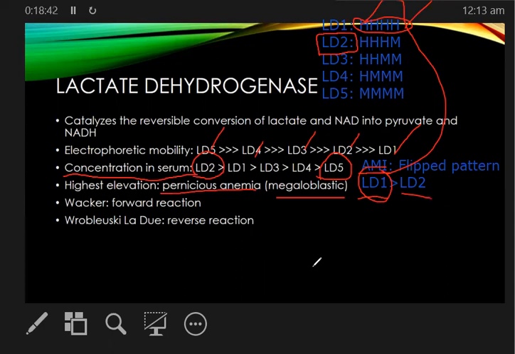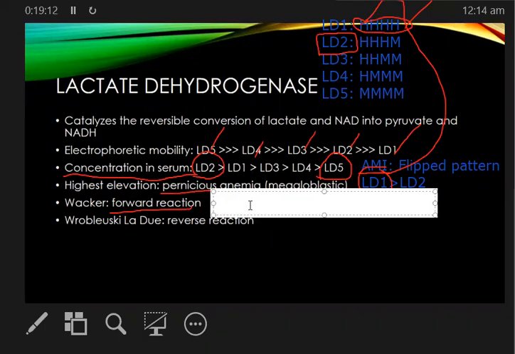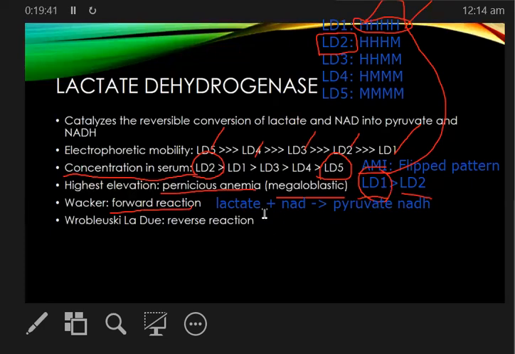So now let us go to the laboratory method. First we have the Wacker method. This is the forward reaction. What is the forward reaction here? It involves lactate plus NAD, which will form pyruvate plus reduced NAD. So that is the forward reaction.